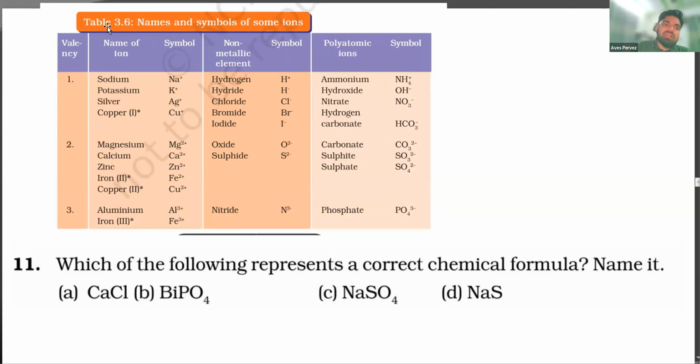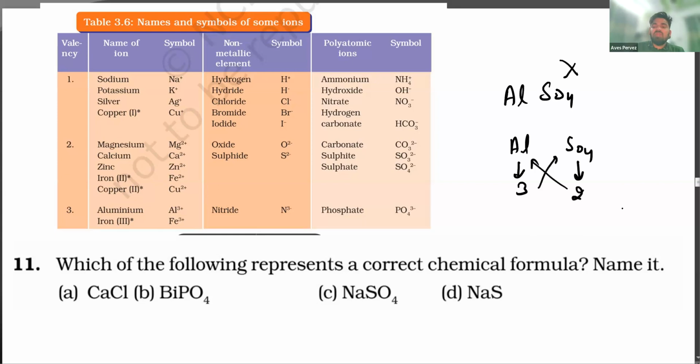For example, let me explain. If I write the formula of aluminium sulfate as AlSO4, this is incorrect. Why? Because aluminium has valency 3 and the SO4 ion has valency 2. So they cross multiply and it gives you Al2, and since SO4 is a polyatomic ion, you have to write it in brackets, (SO4) whole thrice. Got it? So the correct formula is Al2(SO4)3.